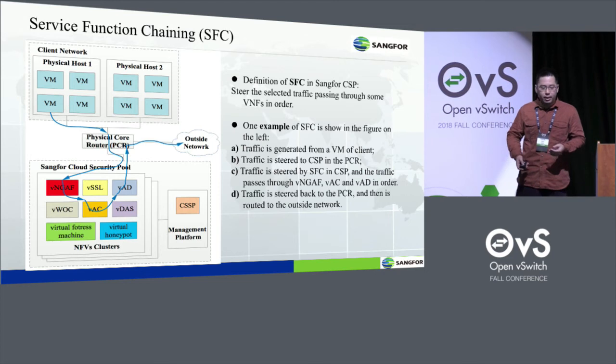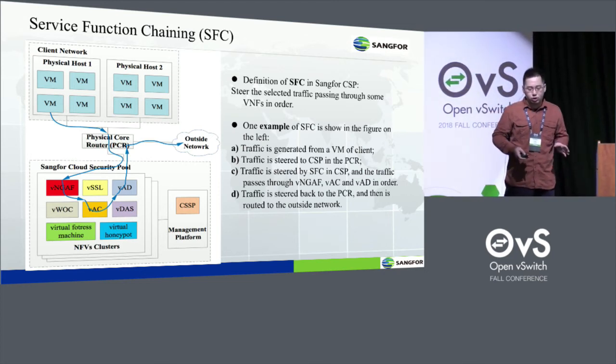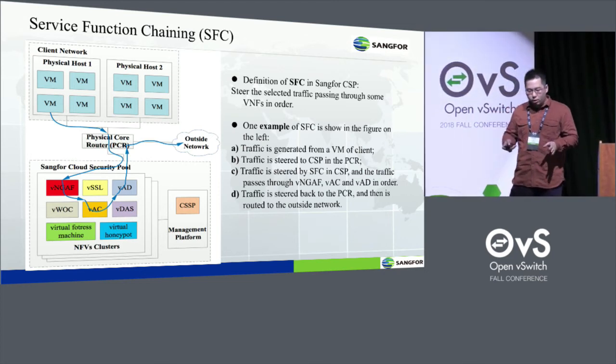Okay, then let's talk about service function chaining. We define service function chaining like this. It is used to steer the selected traffic to pass through some virtual network functions in order. Let's take a look at one example here.